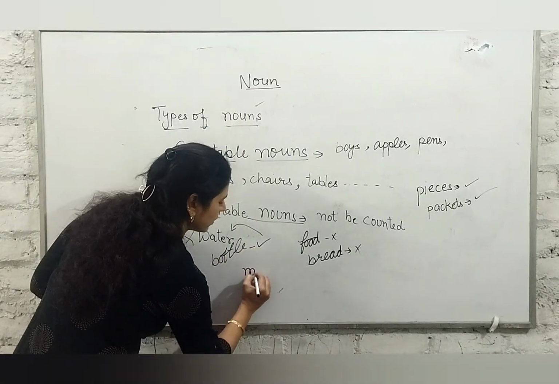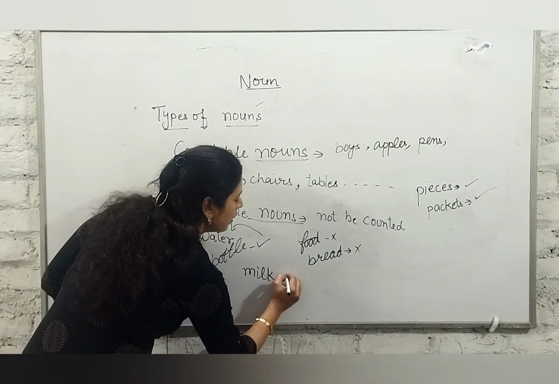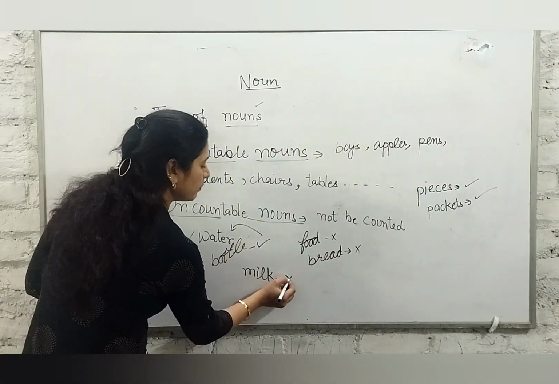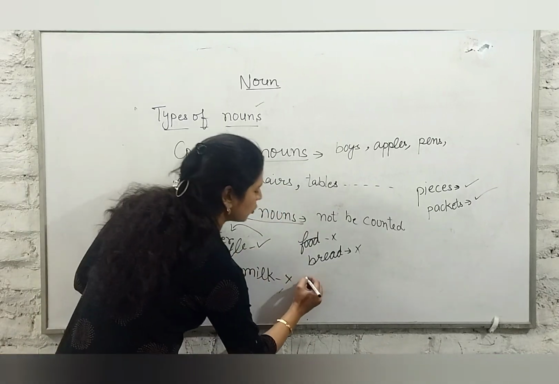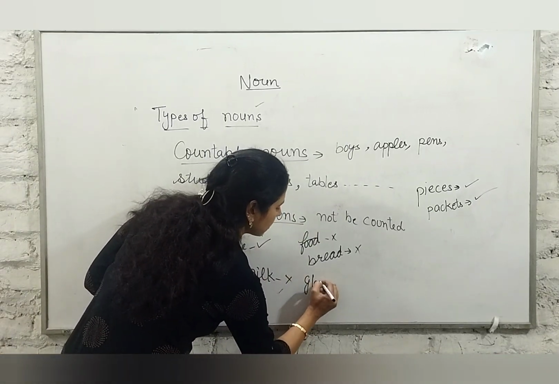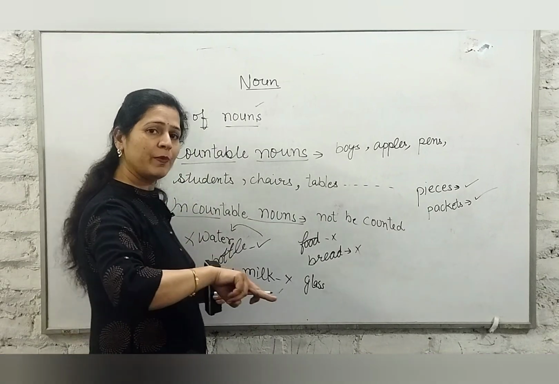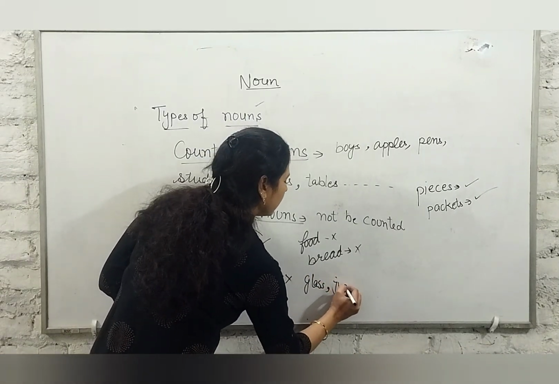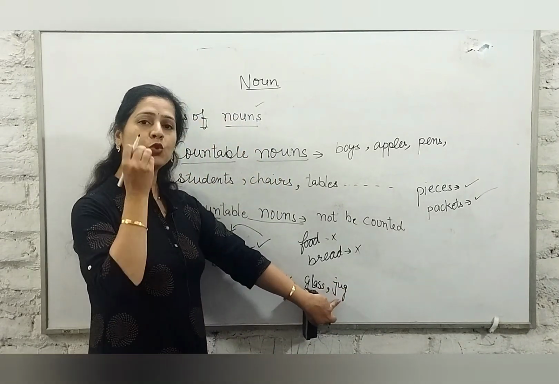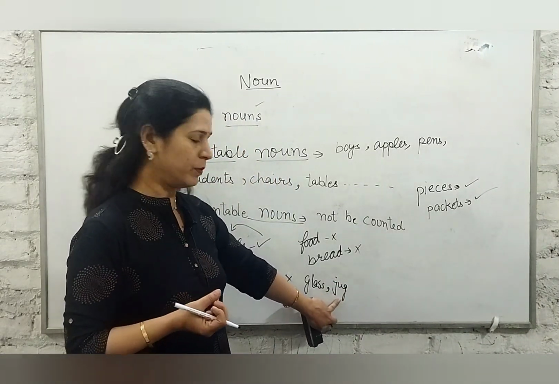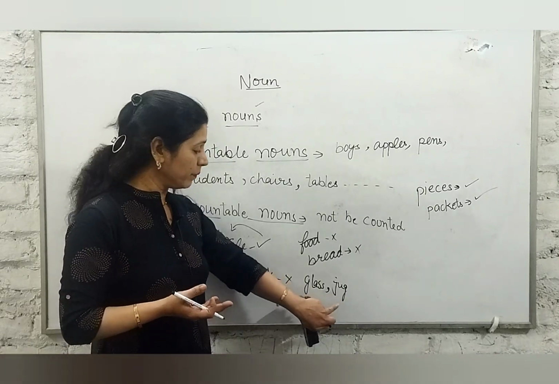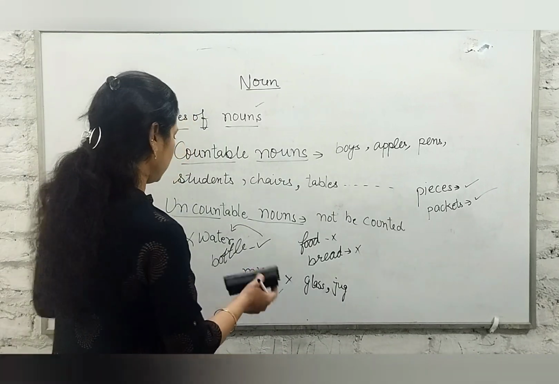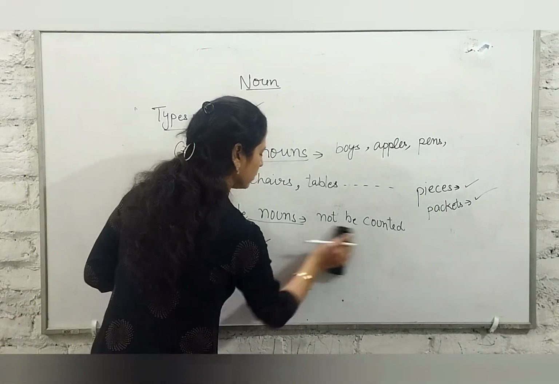In the same way, when I talk about milk, milk cannot be counted. Milk is uncountable, but when I am pouring the milk into a glass, that glass of milk becomes countable. When I am pouring the milk into a jug, now that 2 jugs of milk, 1 jug of milk or 5 jugs of milk, then it becomes countable. But basically milk is uncountable. I hope the doubt is clear now.